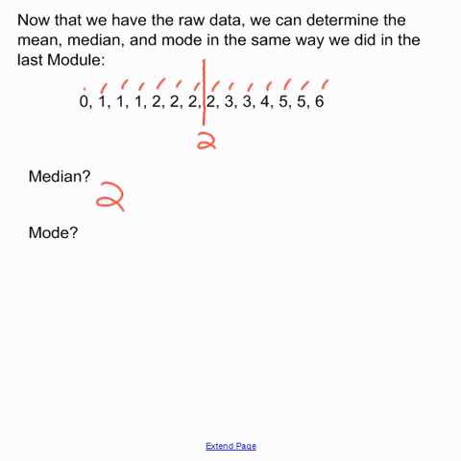Now remember, if those weren't the same number, you would find the midpoint between the two numbers by adding them together and dividing by 2. So mode, remember, means the one that shows up the most often. So you look at this list and just look for which one shows up the most often. Well, the one that shows up the most often is 2, so that's the mode.